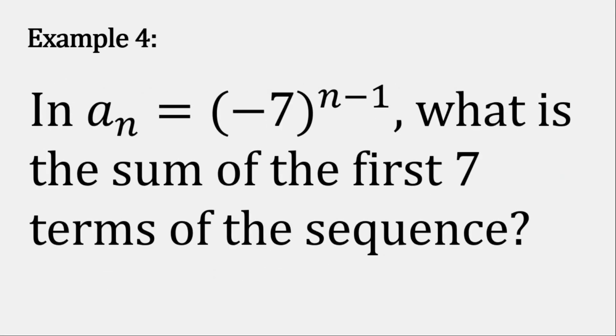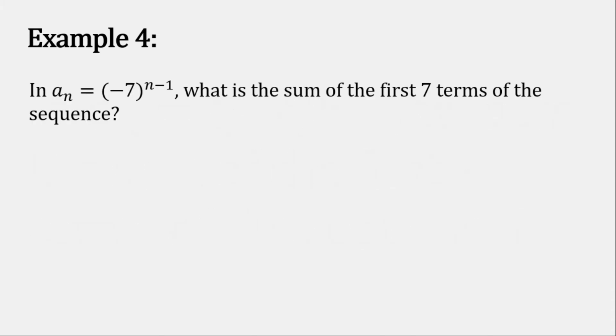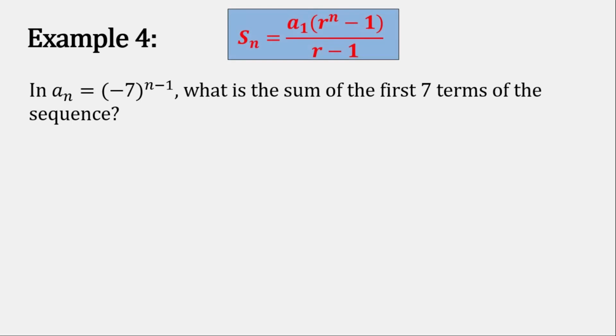Example number 4. In this kind of example, the formula for a geometric sequence is given. So now we need to find the common ratio and the first term, a sub 1, and the n is given already. So I will read the question. If a sub n is equal to negative 7 raised to n minus 1, what is the sum of the first 7 terms of the sequence? Now let's consider first writing the formula.